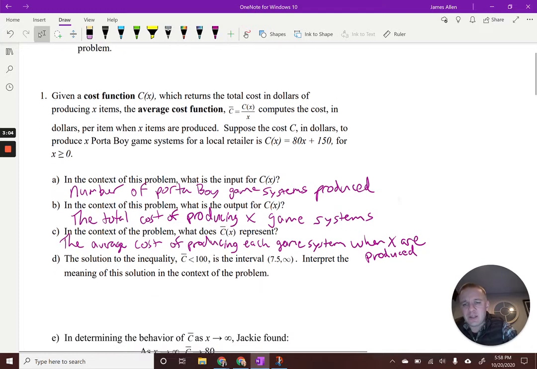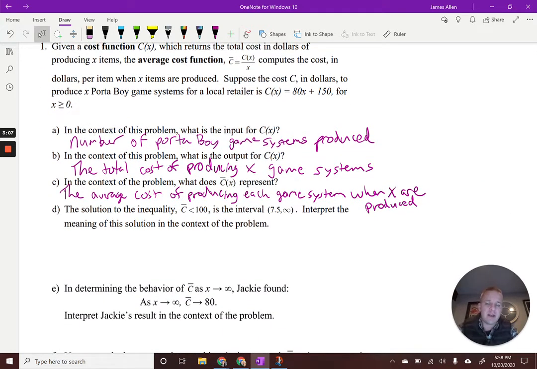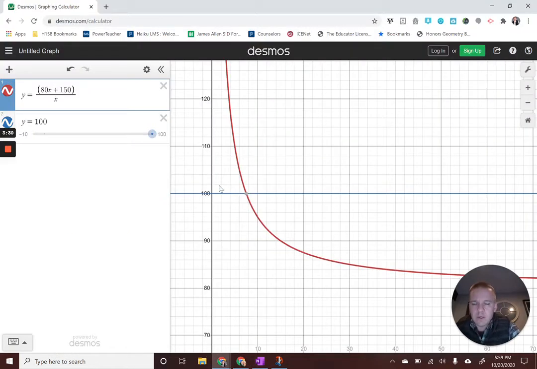Next part, the solution to the inequality C bar is less than 100 is the interval 7.5 comma infinity, unbounded. Interpret the meaning of this solution in the context of the problem. Okay, well, what does this mean? I'm going to pop up a graph real quick. So we've got Desmos up here. Love me some Desmos. This red graph is our average cost function, which I have typed in there.